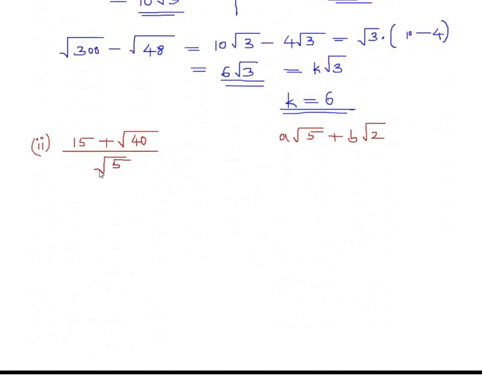Now as you can see, there is a square root term or a radical term in the denominator. So as soon as you see this, you have to think about rationalization. So take the denominator, multiply it and divide it. This is called as rationalization.